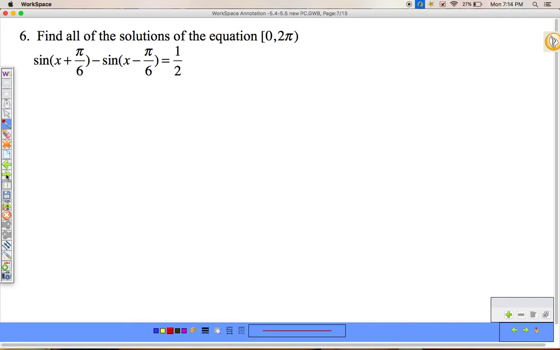All right, last problem we're going to solve. We have the sine of x plus pi over 6 minus the sine of x minus pi over 6 equals 1/2. We're going to need to do our sum and difference formulas. We're going to have to do it twice, once with the sign plus and once with the sign minus. Clean it up, and hopefully it sets up well so that I'm able to solve with it equal to 1/2.